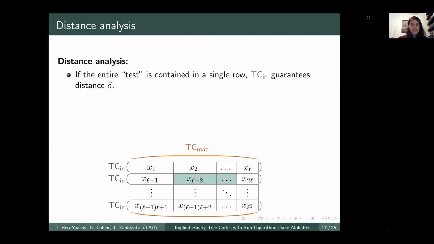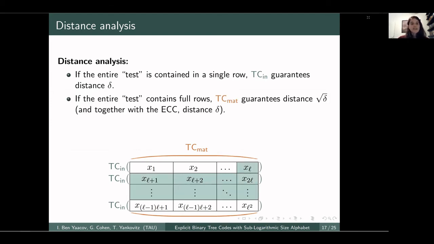So the first case is when the entire test is contained in a single row. In this case, the input tree code provides us a distance of delta. The second case is where the test contains a complete matrix row. In this scenario, the variation of CHS construction together with the standard error correcting code we applied guarantee distance delta. But what if we have neither?